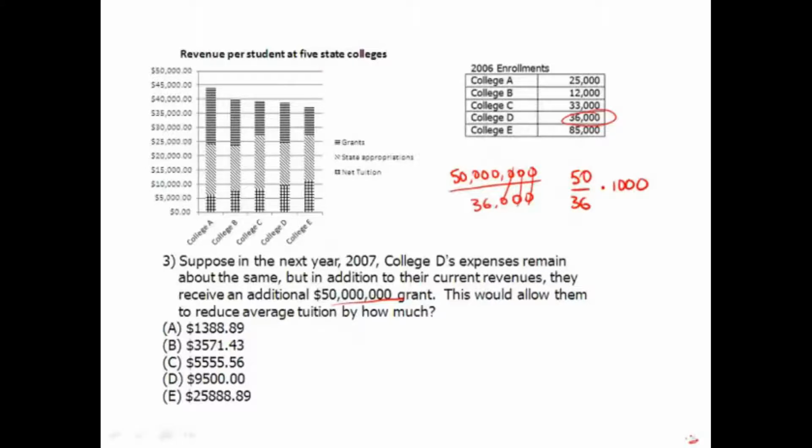Those extra 3 zeros. Well, 50 over 36, we know that that is something that is bigger than 1, but not as big as 2. It's somewhere between 1 and 2. So we have something between 1 and 2 times 1,000, which means we're looking for something between 1,000 and 2,000. Well, the only answer that is between 1,000 and 2,000, of course, is answer choice A, and that is the correct answer.